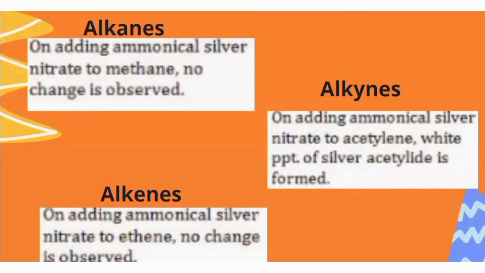Alkane, on adding ammoniacal silver nitrate to methane, no change is observed. Same with alkene, on adding ammoniacal silver nitrate to ethene, no change is observed. But alkyne, on adding ammoniacal silver nitrate to acetylene, a white precipitate of silver acetylide is formed.